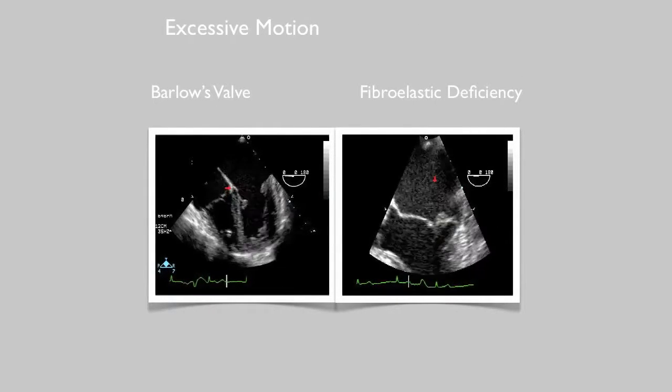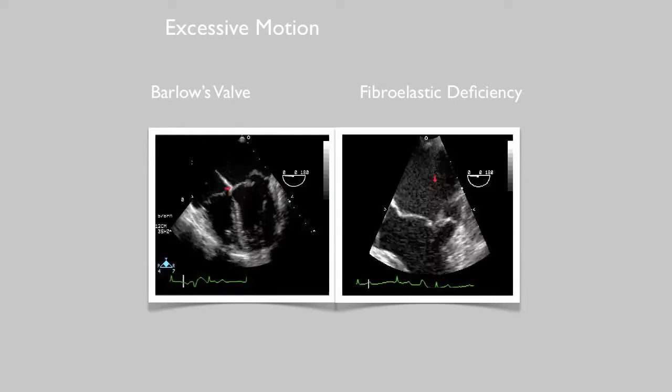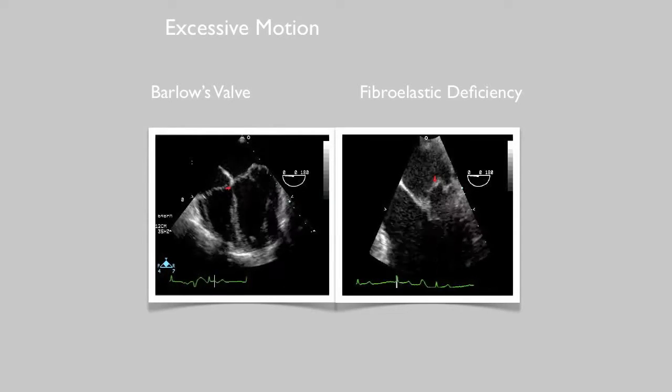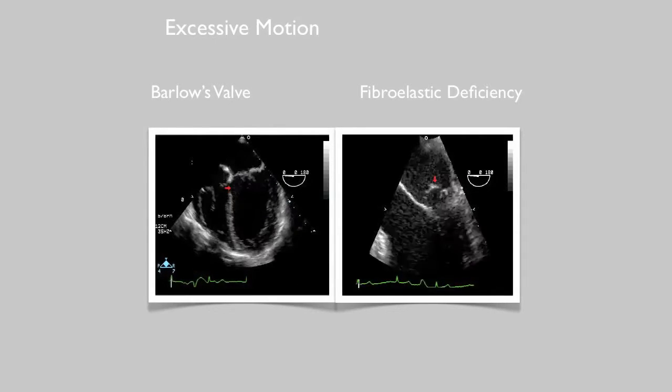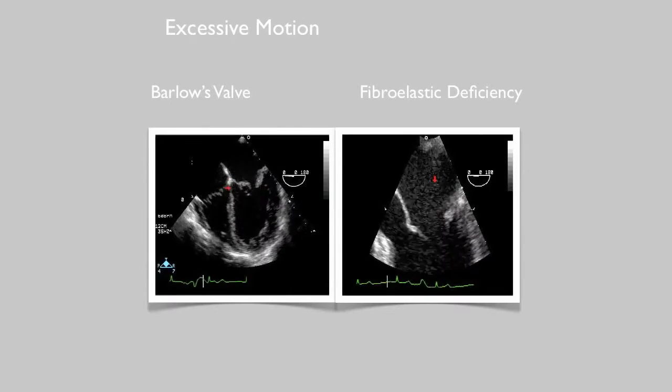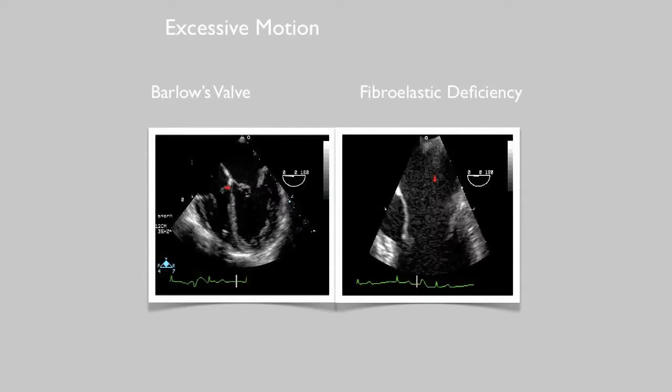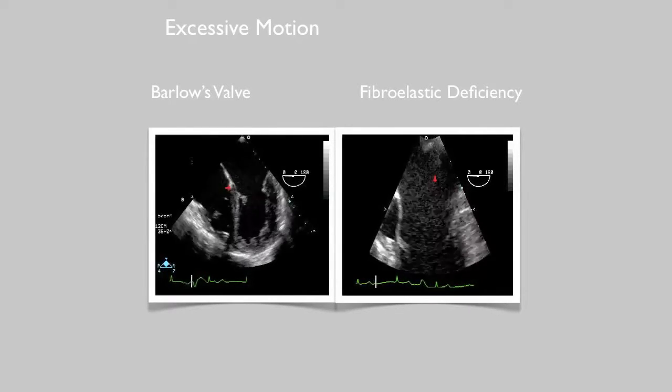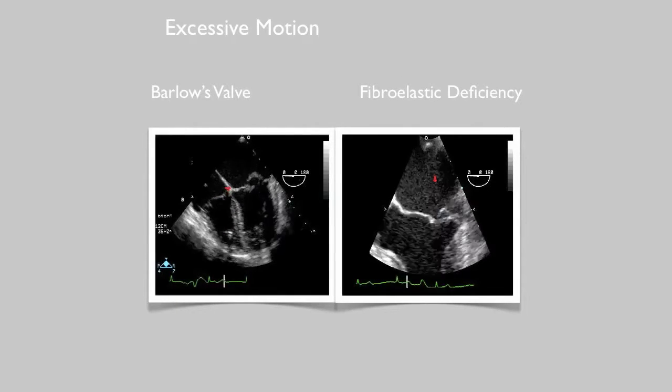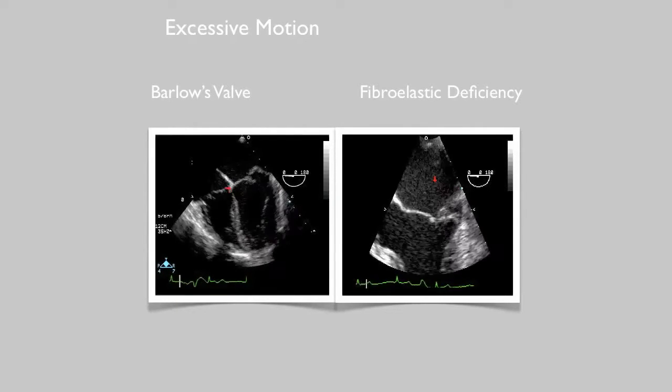Type 2 lesions of excessive leaflet motion are seen here. On the left, a classic Barlow's deformity is seen, with thickening of both leaflets and bileaflet prolapse. On the right, we see a fibroelastic deficiency with posterior leaflet flail.